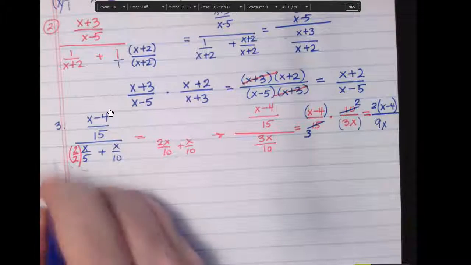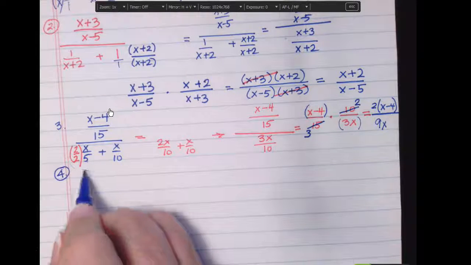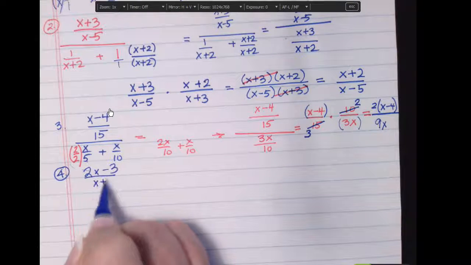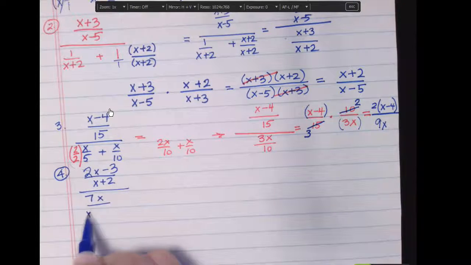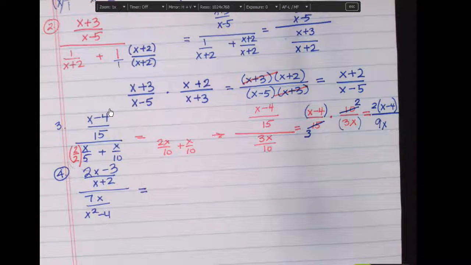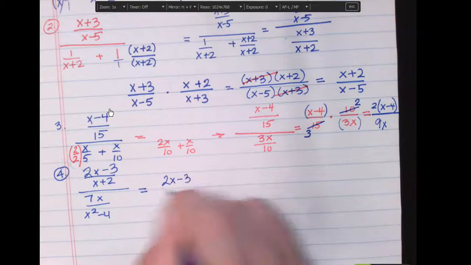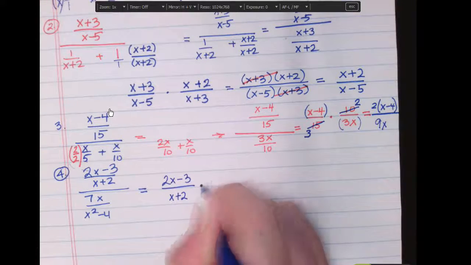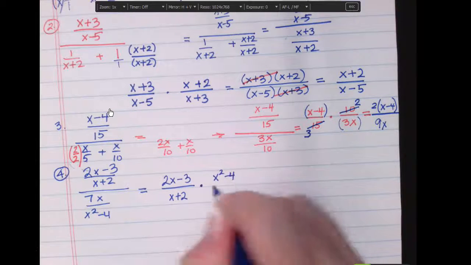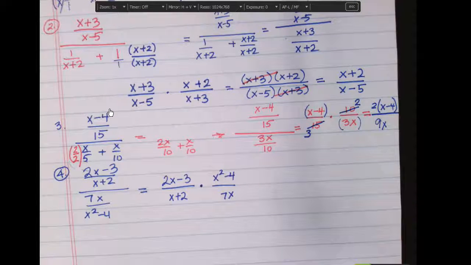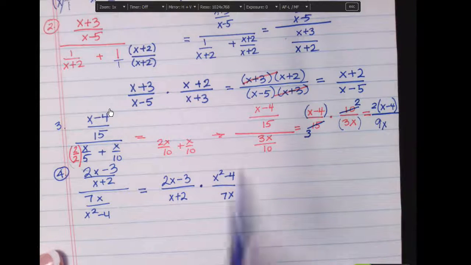And number 4, 2x minus 3 over x plus 2 over 7x over x squared minus 4. So those, fortunately, are already simple enough where I can use my division process. So I'm simply going to rewrite this problem, 2x minus 3 over x plus 2 times x squared minus 4 over 7x. Unfortunately, right now I'm not able to simplify this any further unless I see that one of these expressions is able to be factored.